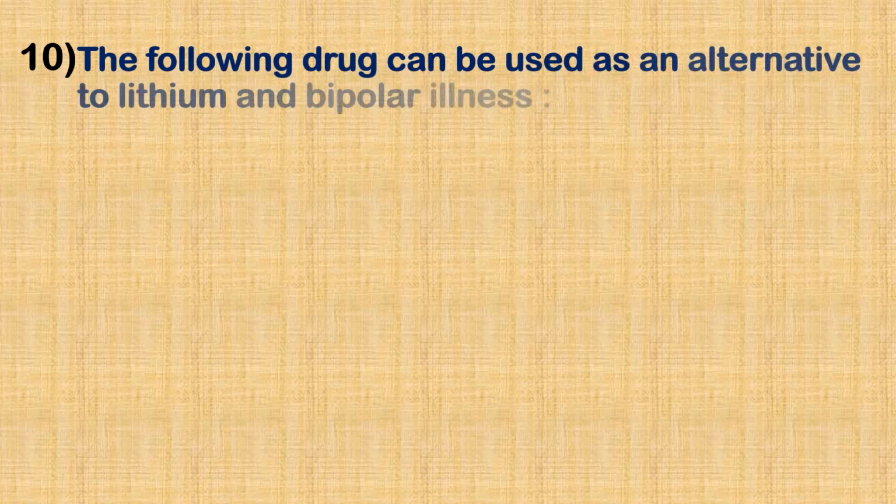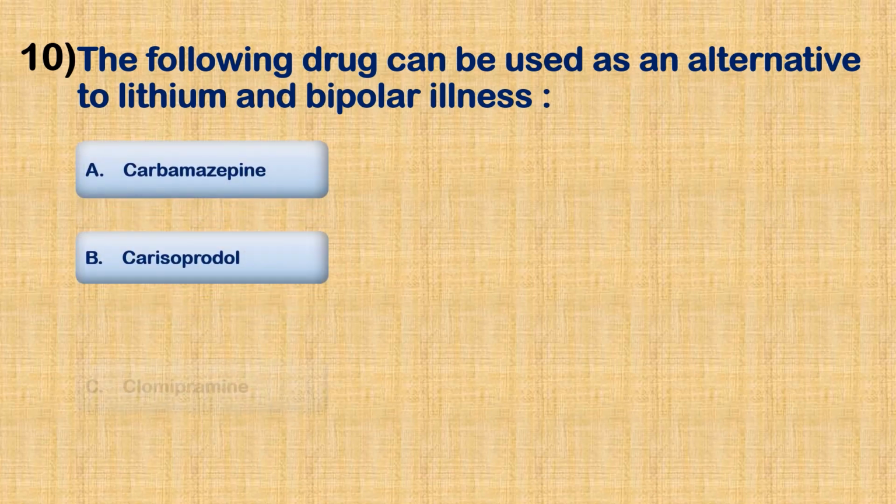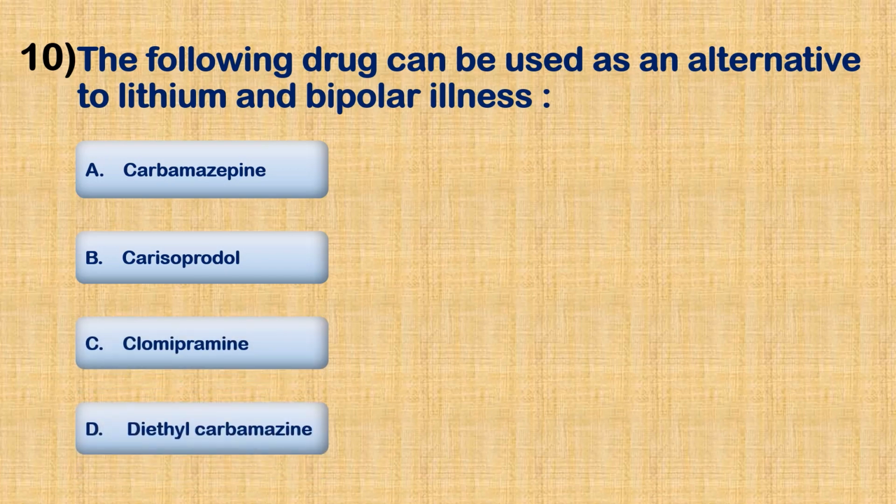Now let's have a look at question number 10. The following drug can be used as an alternative to lithium in mania and bipolar illness. The options are: option A, carbamazepine, option B, carisoprodol, option C, clomipramine, and option D, diethylcarbamazine.